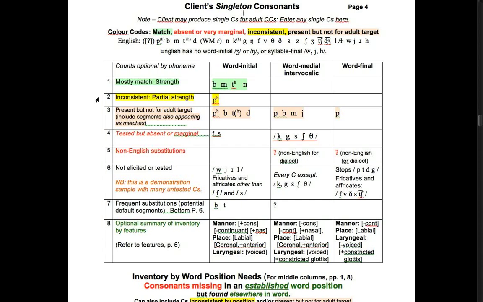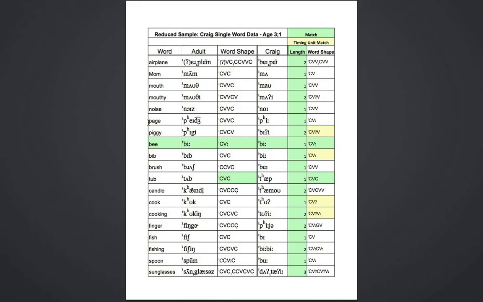Next, in row 2, we have inconsistent partial strength. This row is essentially the same as mostly matched strength, except that it can be used for segments that don't match all of the time. So we can see aspirated P there. Yes, word initially. Craig matches P in the word page, but uses B instead of P in piggy. It's not a 100% match, but it is a match sometimes.